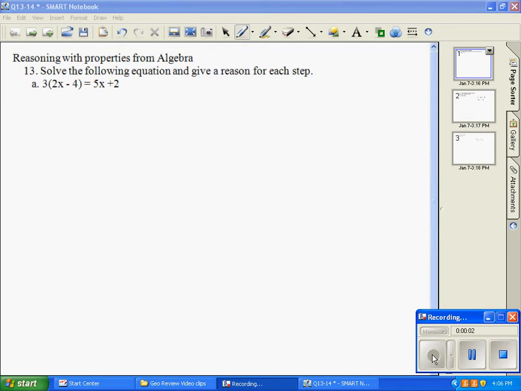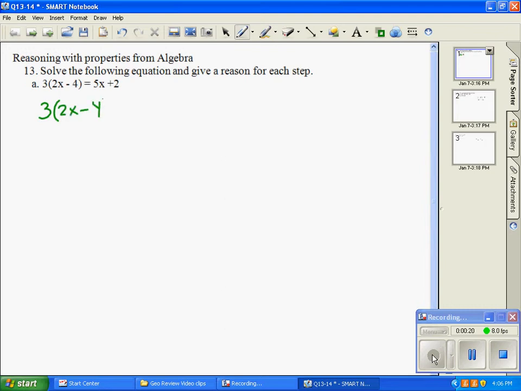Okay, solve the following equation and give a reason for each step. Remember, these are the type of problems where you cannot skip any steps. You have to do it step by step and give a reason for each. So the first one is the given. So you can just rewrite that step.